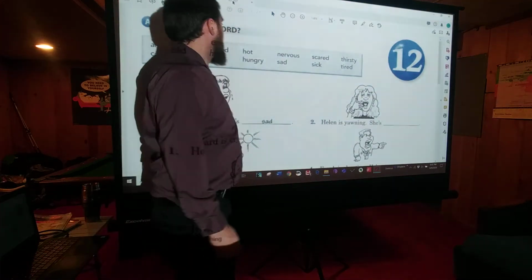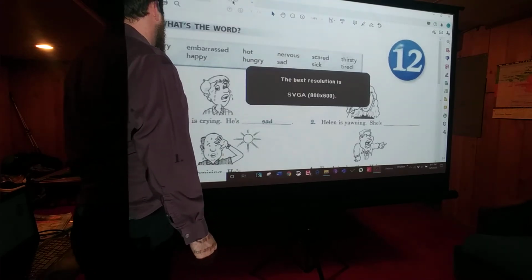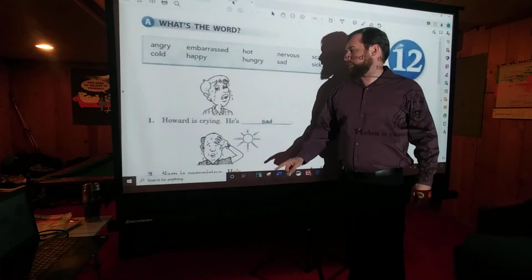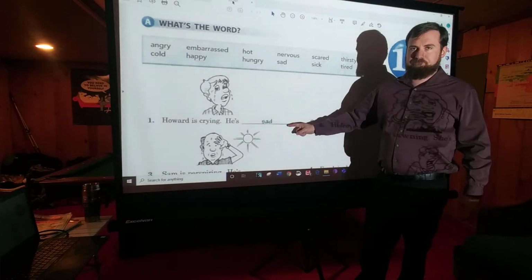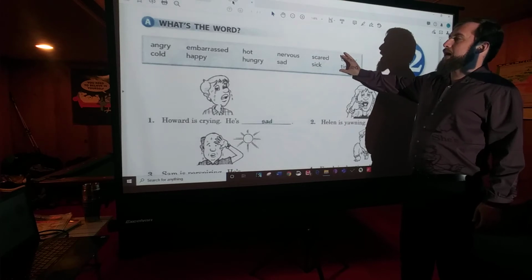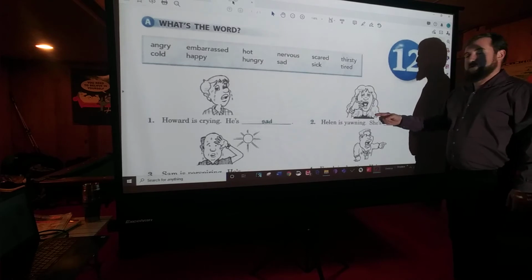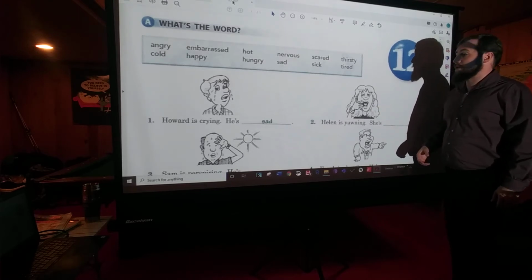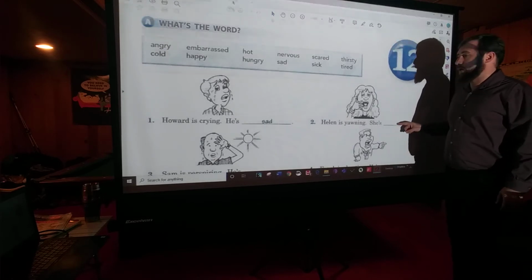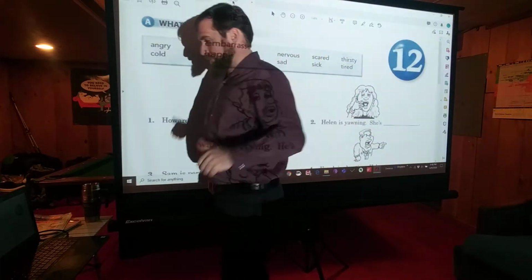So here we are at the top. We've got all of these same words again. Okay, and let's look over here at number 1, which is the example. Howard is crying. He's sad. That's it. We're just going to practice putting in these words that describe how we feel into these sentences. And if you have questions about the vocab, I'll go over it with you at the end. Just do your best, make your best guess, write a word in every blank. All right? So, pause the video and fill in the answers.